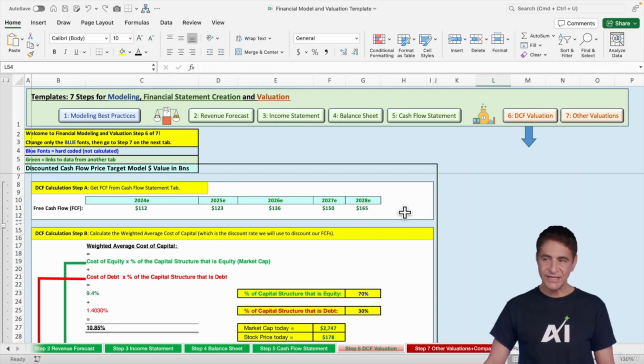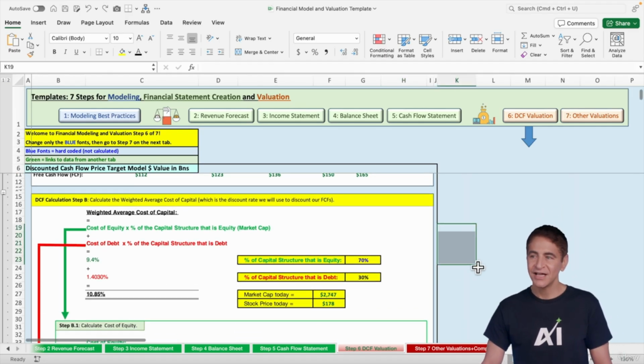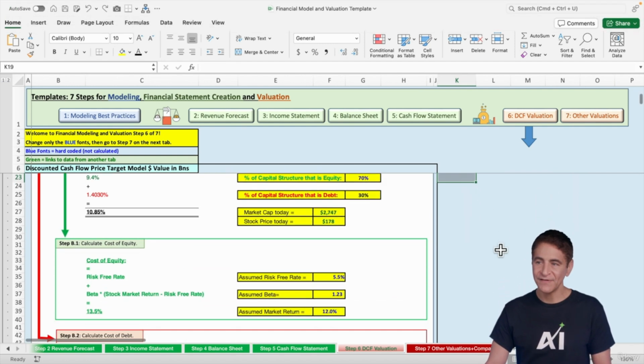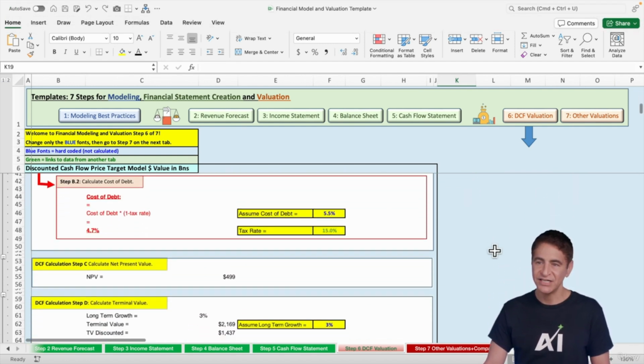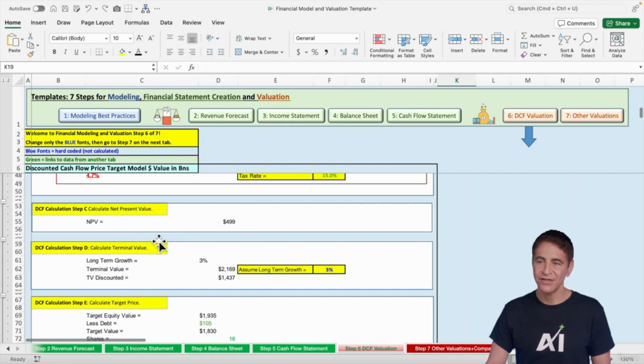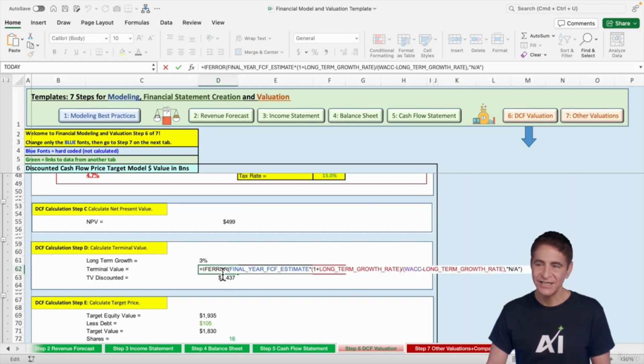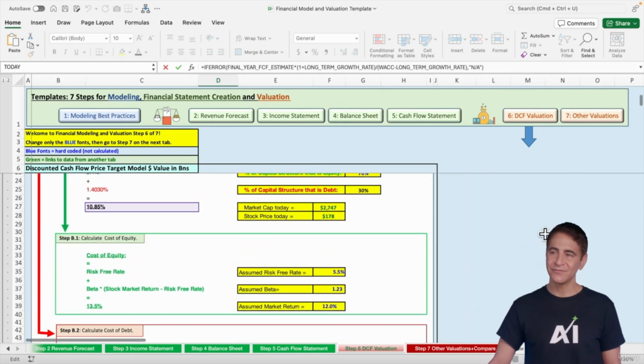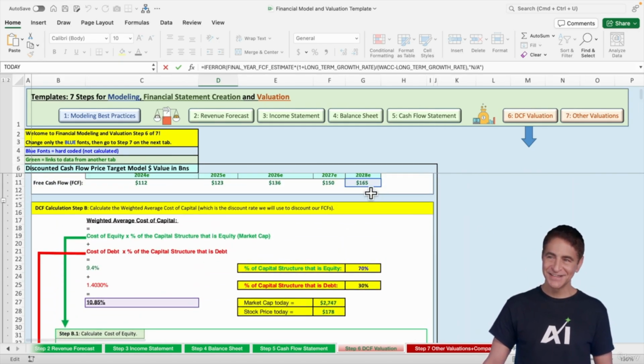So years 2029 to infinity. What do we do with that? How do we calculate that? Well, there's a formula for you called the terminal value, which is down here. Calculate the terminal value. And the way that you calculate years 2029 to infinity is you basically take the final year estimate, which is this.